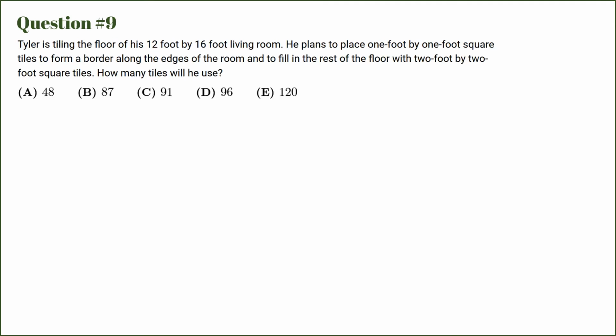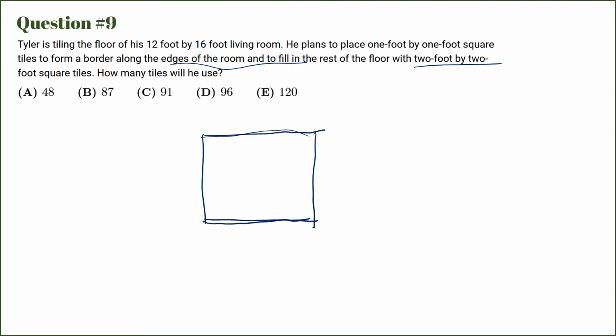Question 9 states, Tyler is tiling the floor of his 12-foot by 16-foot living room. He plans to place 1-foot by 1-foot square tiles to form a border along the edges of the room, and to fill in the rest of the floor with 2-foot by 2-foot square tiles. How many tiles will he use?